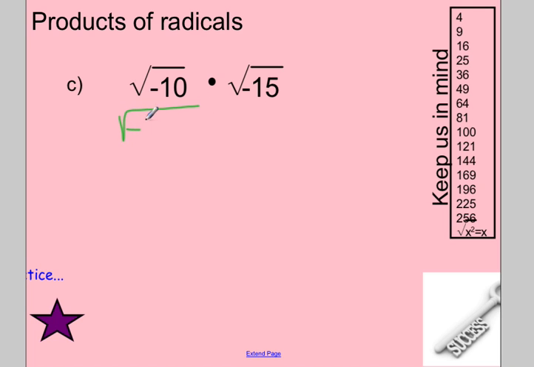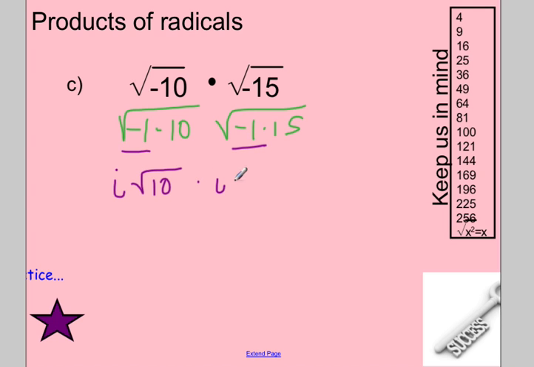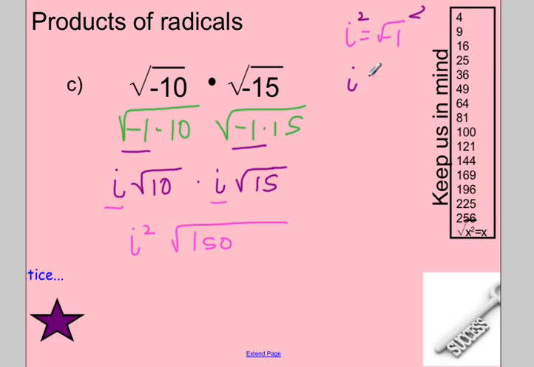So I'm going to think of this as negative 1 times 10 times negative 1 times 15. I would say the square root of negative 1 is i times square root of 10. And the square root of this one is i square root of 15. Okay. To simplify further, I would have i times i, which is i squared. Then I have square root of 10 times 15, which is 150. Well, remember, i is equal to square root of negative 1. If I square it, i squared is equal to negative 1. So this is really negative 1.